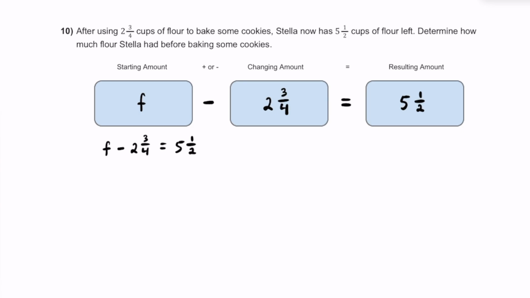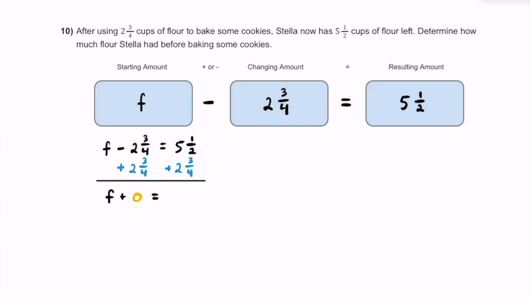So to go back in time here and to unuse the flour, or put it back rather, let's go ahead and add 2 3/4 to both sides. This is the inverse operation here. If we go ahead and take this 2 3/4 and add it to the negative 2 3/4, that's going to become 0, right? That's going to be F plus 0. It's like saying, what if Stella didn't use any flour? And on the right side, we can go ahead and solve this. We have to figure out what 5.5 plus 2 3/4 is.